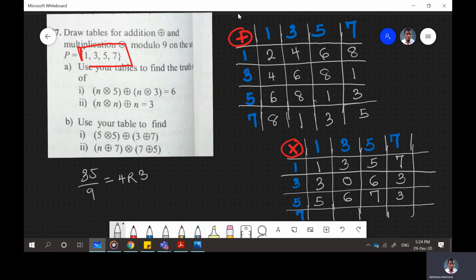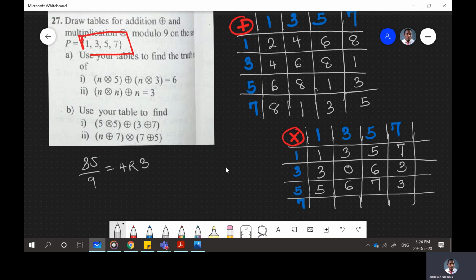Okay, now let's look at the last row for the multiplication table. Okay, 7 times 1 is 7. 7 times 3 is 21. I think we've done 3 times 7 before. We got 3, so this should also give us 3. 7 times 5. We've done 5 times 7. We got 3, so this also will be 3. And lastly, 7 times 7, 49.